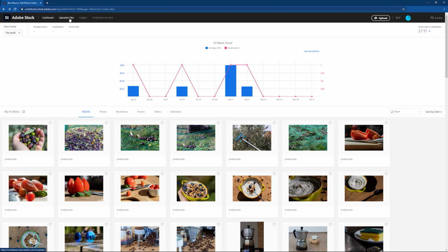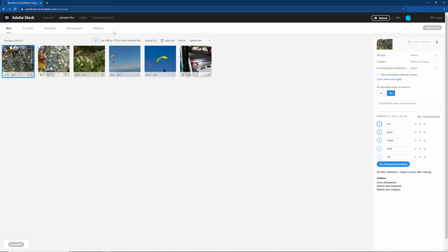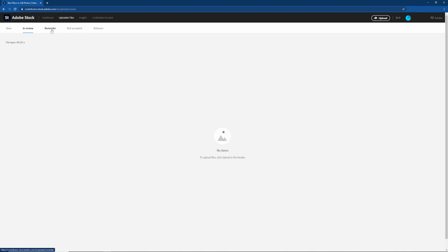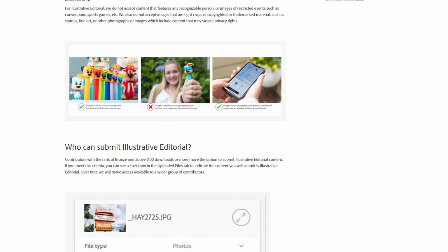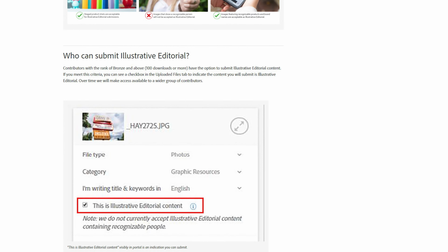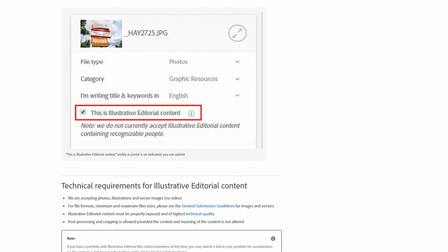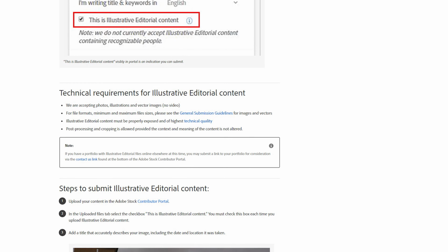Adobe Stock has, in my opinion, one of the easiest sites to navigate. Its interface is simple to use and you will get used to it very quickly. You can upload stock photos, vectors and footage up to 4K. Recently they added the possibility to submit editorial images as well, but you must have at least 100 downloads to do so. For now, you can't upload editorial pictures with recognizable people on it, but that will likely change in the future, so keep an eye on it.